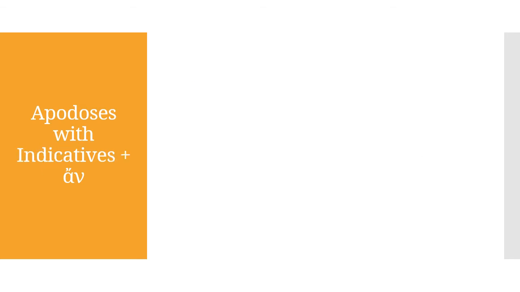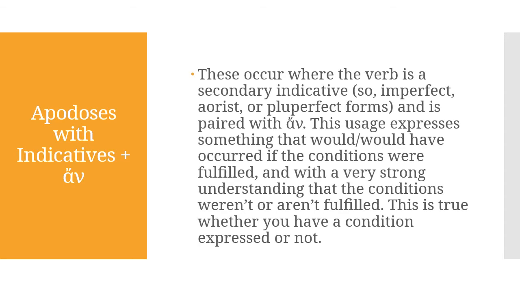Now, apodoses with indicatives and an. This is one of the very few situations where an appears with an indicative rather than a subjunctive or an optative. These occur where the verb is a secondary indicative. So a secondary indicative is something that's marked for past time, imperfect, aorist, or pluperfect forms, paratatikos, aoristos, hypersyntetikos, and it's paired with an. This usage expresses something that would or would have occurred if the conditions were fulfilled, and with a very strong understanding that the conditions weren't or aren't fulfilled. This is true whether you have a condition expressed or not. So that's a mouthful. Let's see how this works in practice.